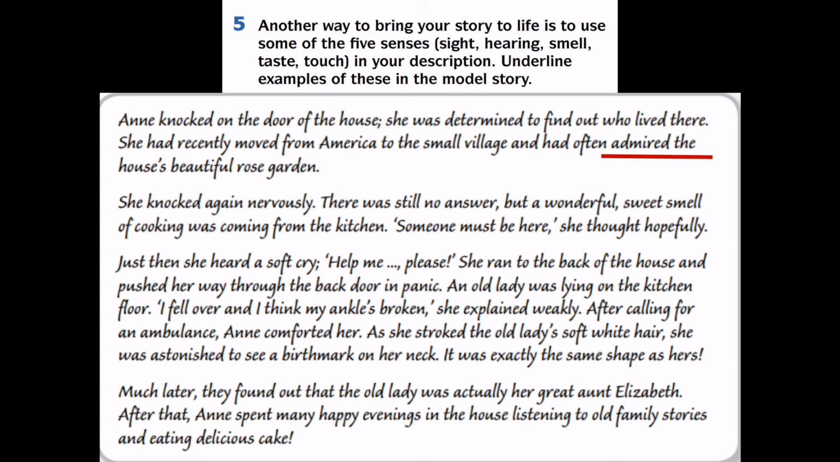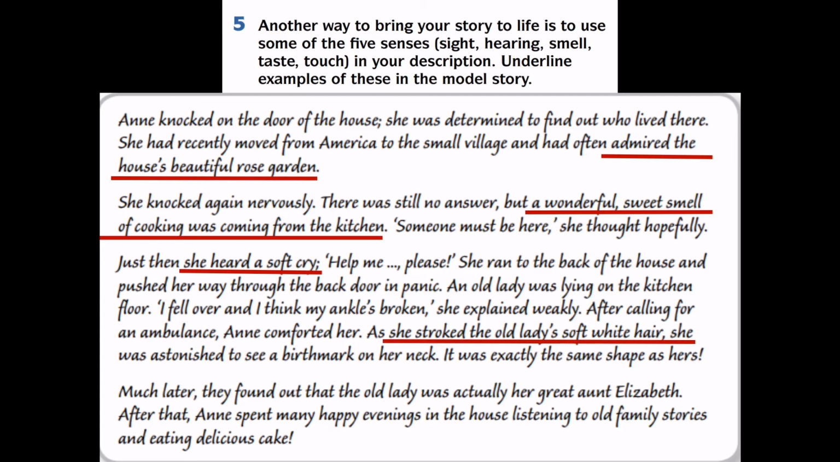The first one, we have admired the house's beautiful rose garden. When you say admired, that means you are seeing that beautiful rose garden in front of you. So sight. Okay, number two, a wonderful sweet smell of cooking was coming from the kitchen. So the sense would be smell. Okay, and then heard a soft cry. So that would be hearing. Stroke the old lady's soft white hair would be touch.